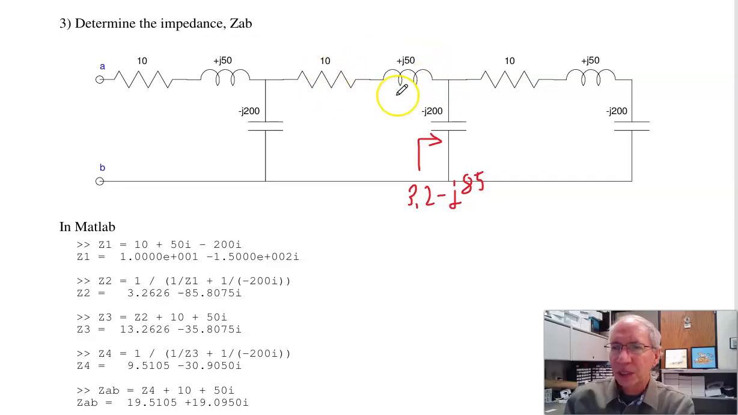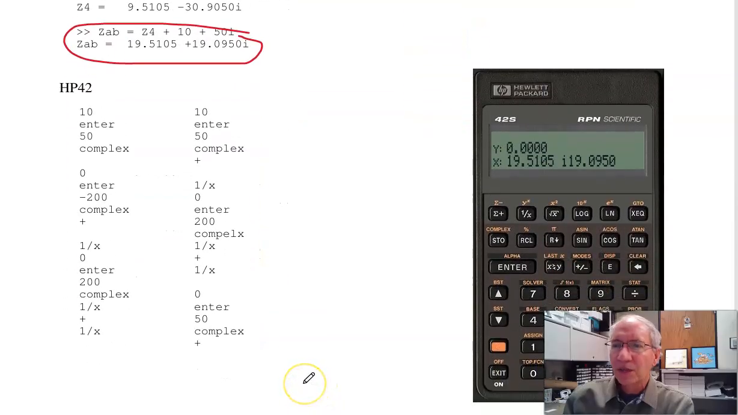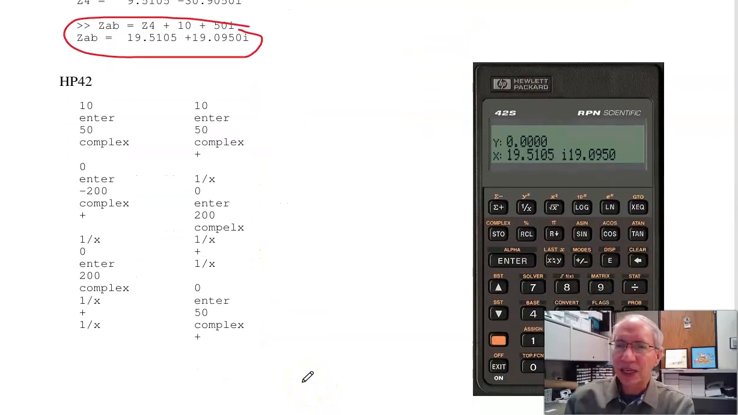In series with 10 plus J50 gives you 13 minus J35. In parallel with minus J200 gives you 9.5 minus J30. In series with 10 plus J50 gives you a total answer of 19 plus J19. If you're taking a test and you can't use Matlab, HP calculators work great, and here's the keystrokes to get the same answer.